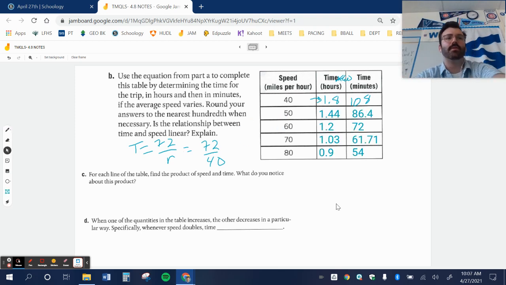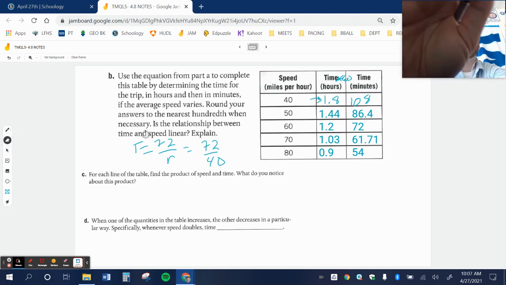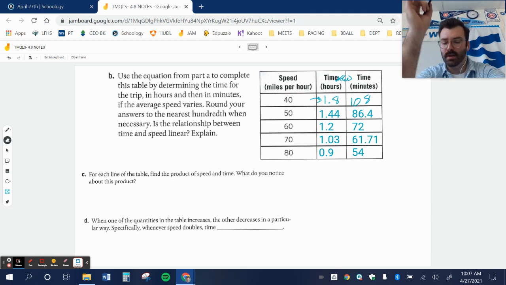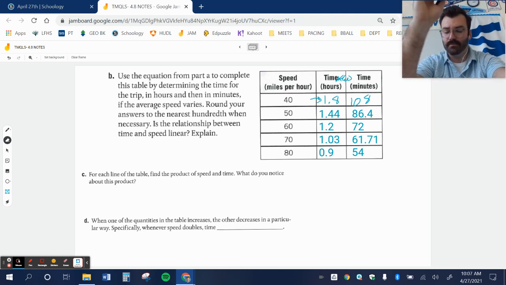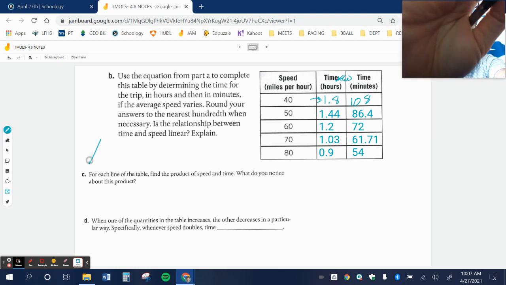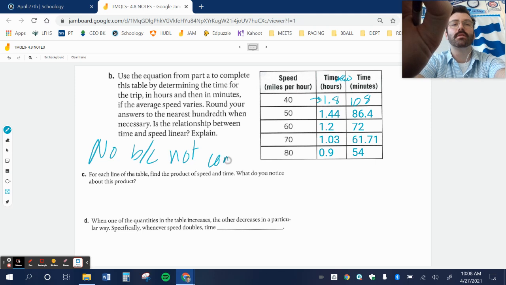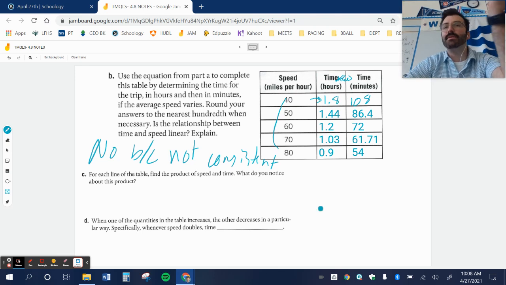All right, so here are my numbers here. We want to decide if the relationship between time and speed is linear. No, it's not, because it's not consistent. What do I mean by consistent? Well, our miles per hour is consistent, but our time is not consistent. There's not a constant rate of change.